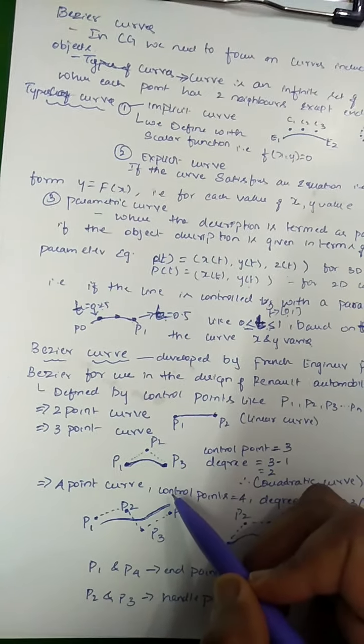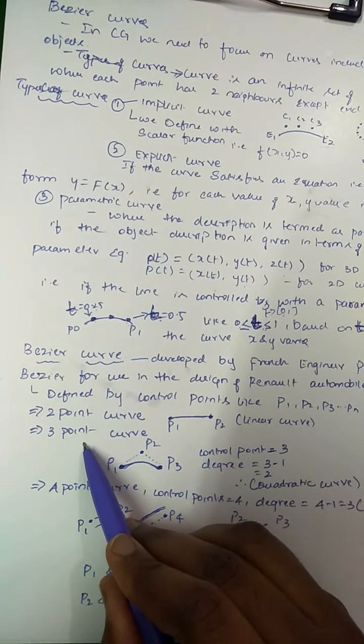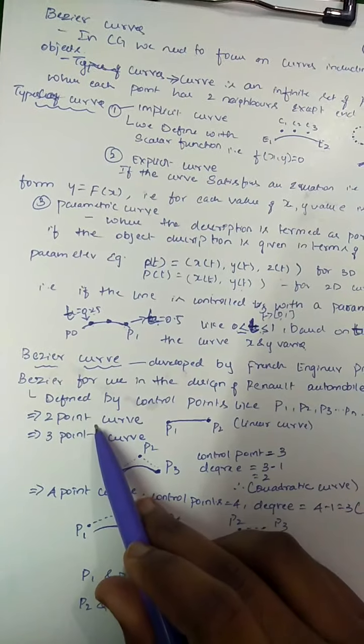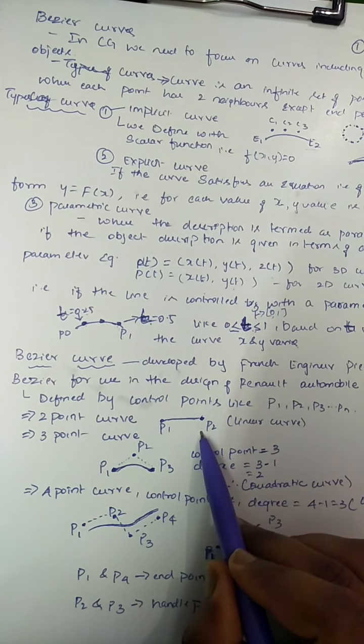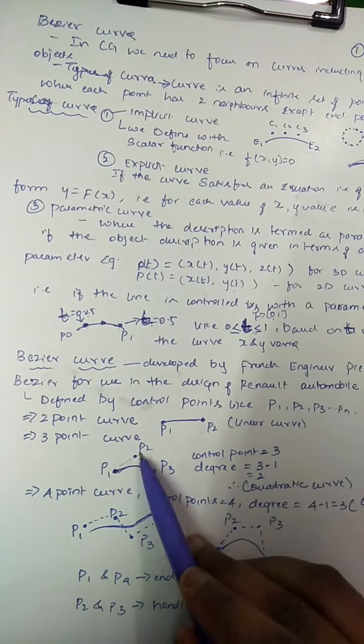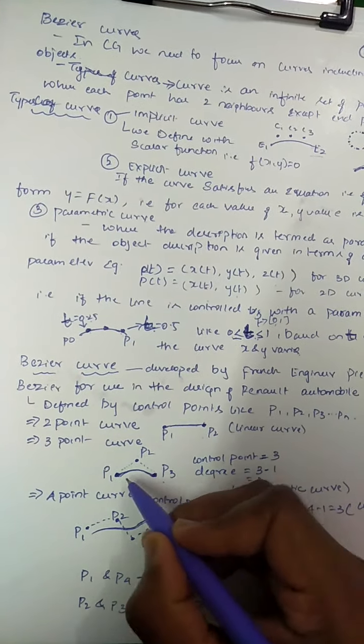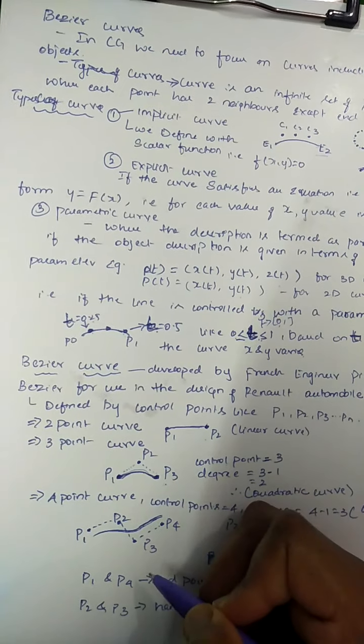Consider a 3-point curve means we'll be having 3 control points. 2-point curve means 2 control points, P1 and P2. So in 3-point curve we'll be having 3 control points, P1, P2 and P3. So these are the control points. I can draw a curve like this.